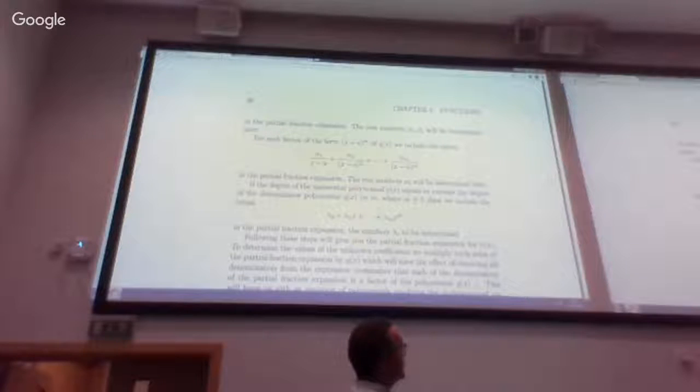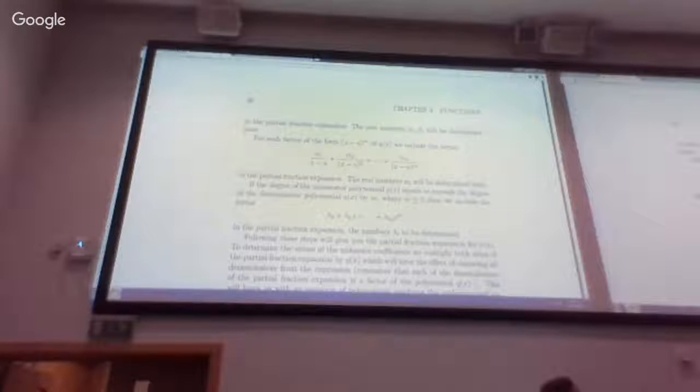However, if the degree of the numerator polynomial p is equal to or exceeds the degree of the denominator polynomial q, then you've got some extra terms in the partial fraction expansion. These are not fraction terms, these are just straightforward polynomial terms in x. Okay?